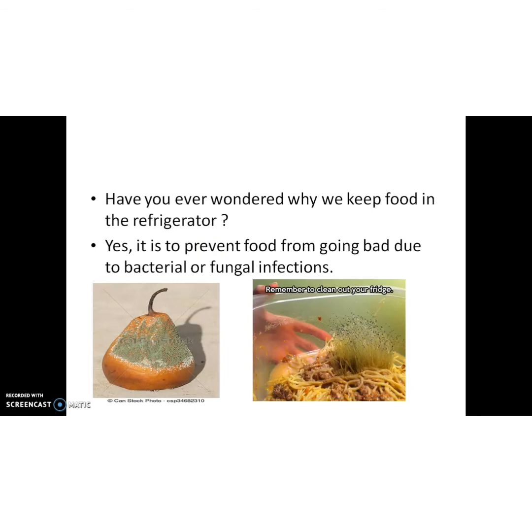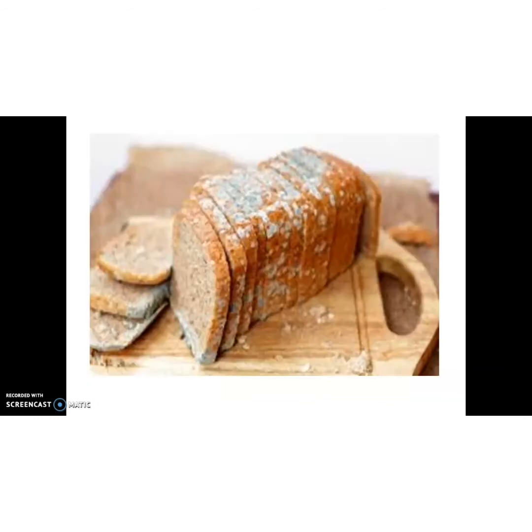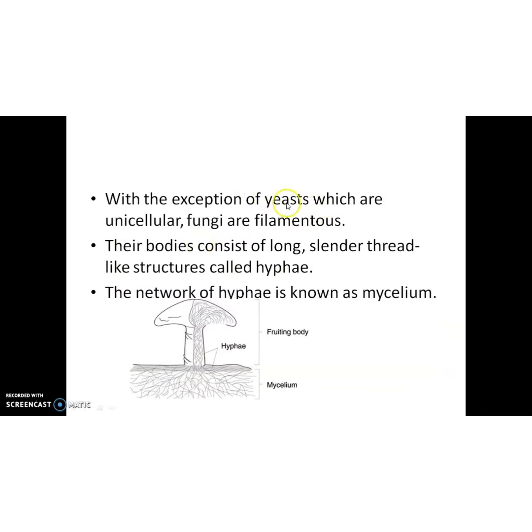Children, have you ever wondered why we keep food in the refrigerator? Yes, it is to prevent foods from going bad due to bacteria or fungal infections, right? So with the exception of yeast, which are unicellular, fungi are filamentous. So we can discuss their structure. Their body consists of long, slender, thread-like structures called hyphae. And this network of hyphae is known as mycelium. Clear?